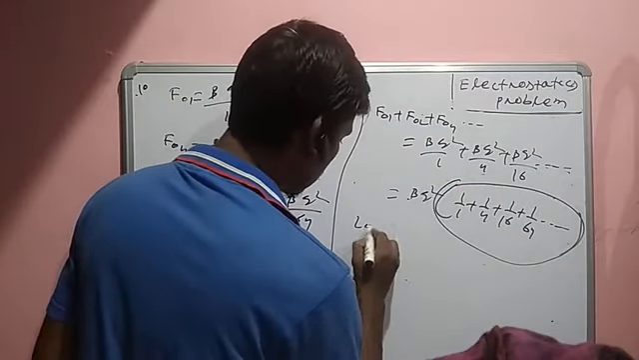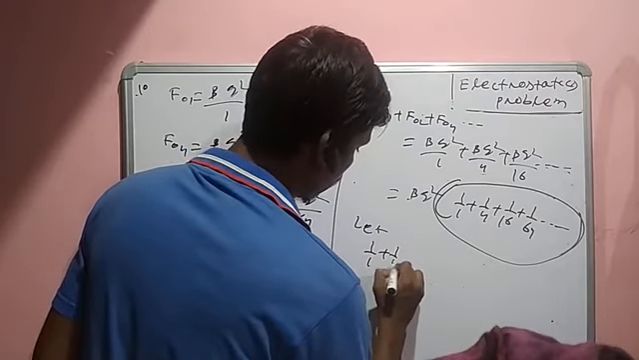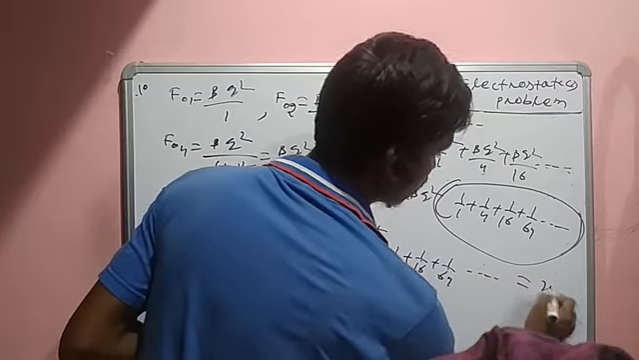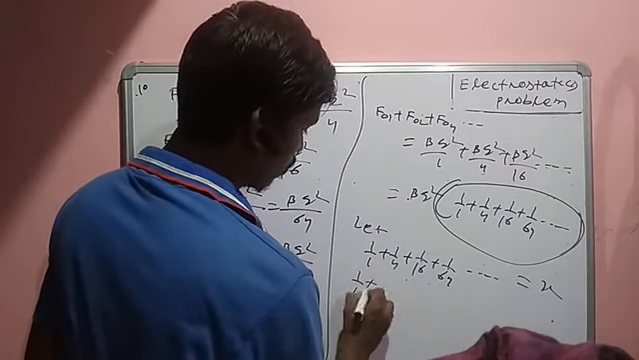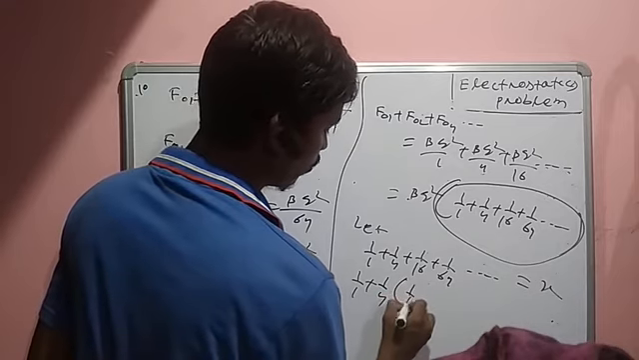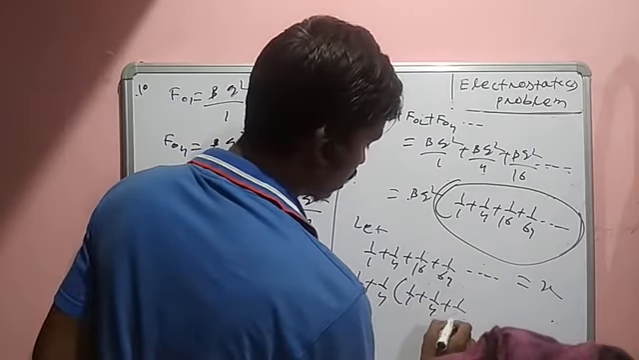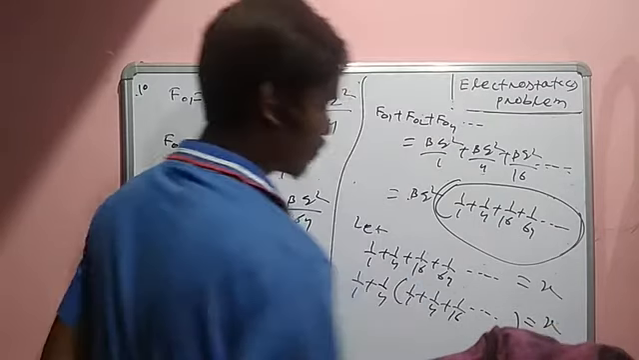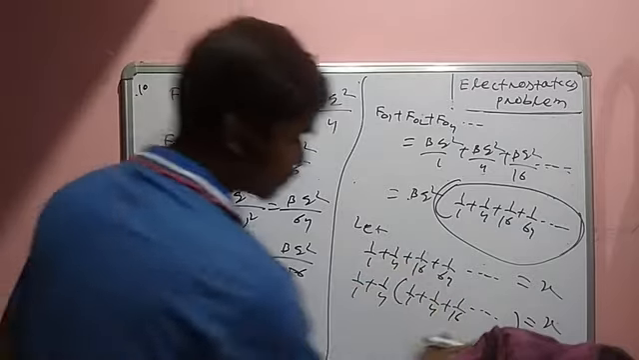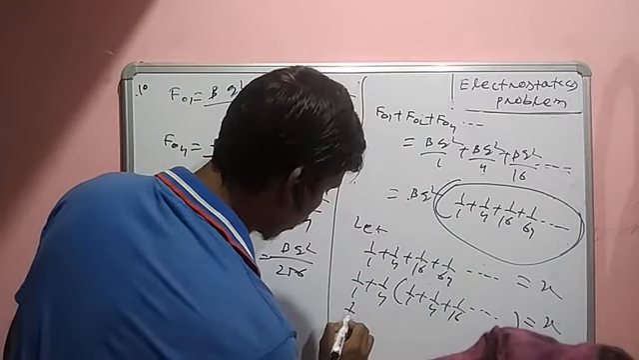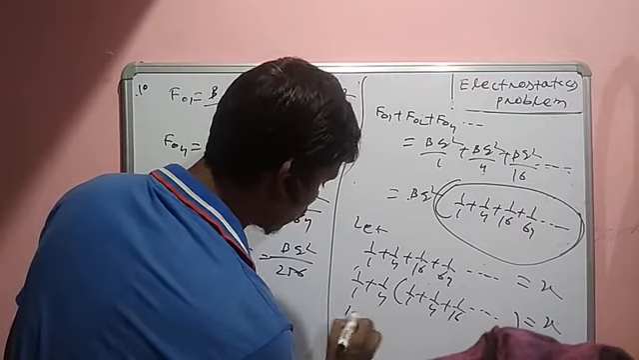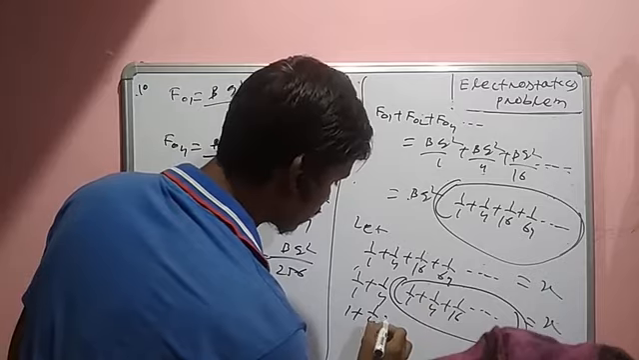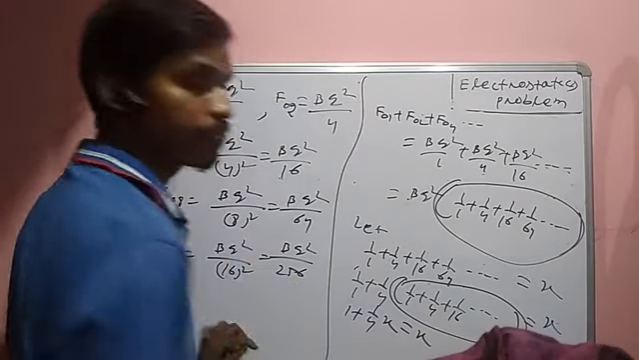Suppose 1 by 1 plus 1 by 4 plus 1 by 16 plus 1 by 64 and so on is x. Taking 1 by 4 common, 1 by 1 plus 1 by 4 plus 1 by 16 is equal to x. Here 1 by 1 is 1 plus 1 by 4 times x. Yes or no?